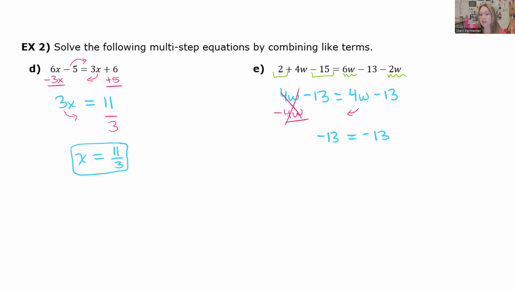Yes. So anytime that you get a true statement, so if the variable cancels and it is true, and it has to be exactly the same. It can't be negative 13 equals positive 13. Those are not the same. It has to be exactly the same. If it creates a true statement, your answer is infinitely many solutions.